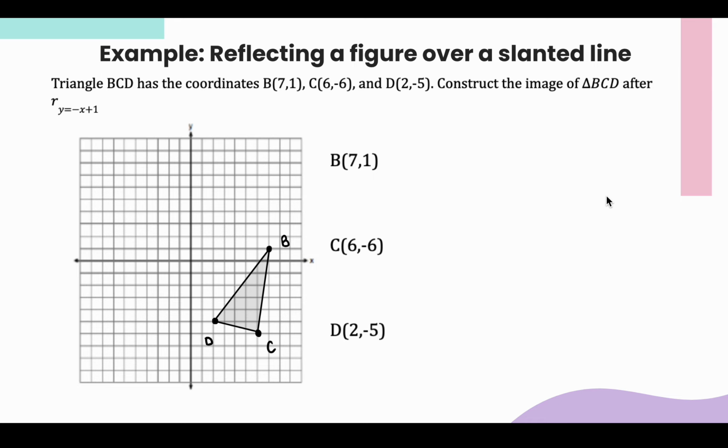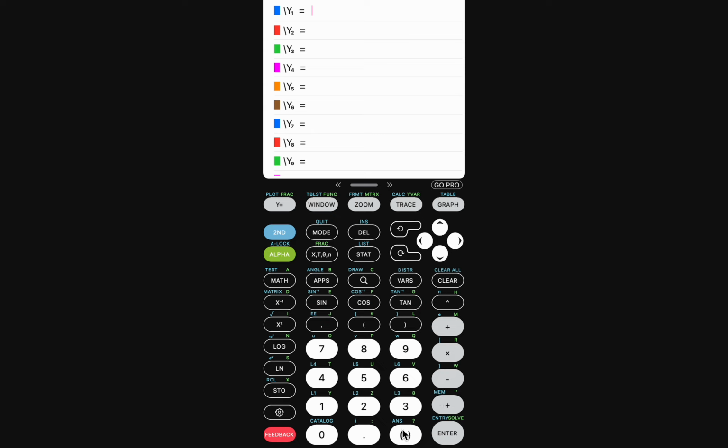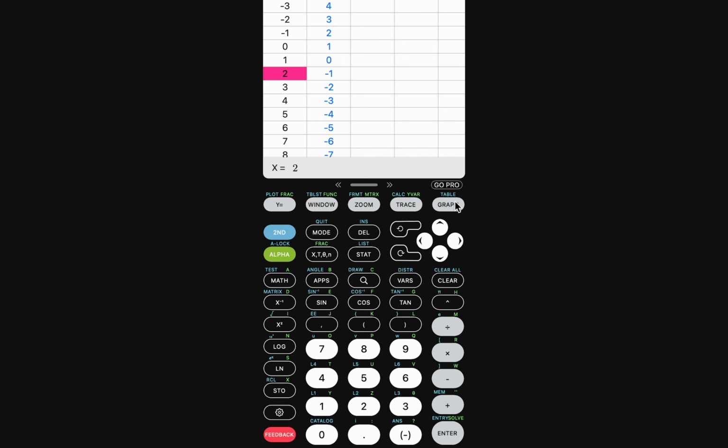So now we're going to go and reflect a figure over a slanted line. It says triangle BCD has the coordinates B, C, and D, and we want to reflect that over the line y equals -x plus 1. Now this is a case where, again, you need to sketch your line of reflection, but if you don't know what it looks like, just put it into your calculator. So let's go to our calculator, and in y equals, we're going to put in -x plus 1, and then we're going to take a look at that table of values and plot some points.